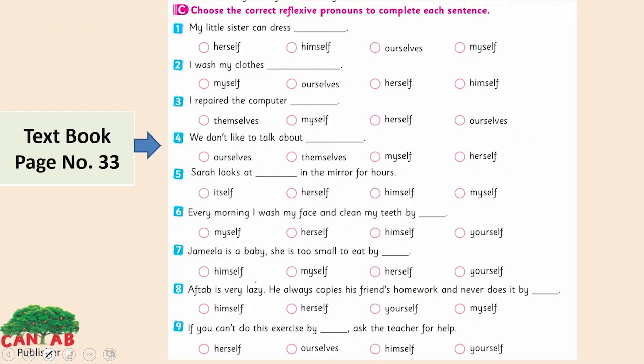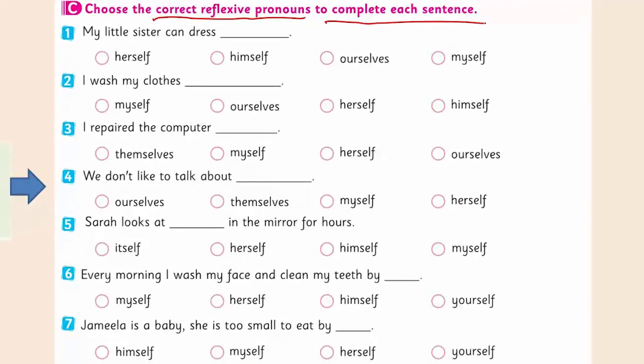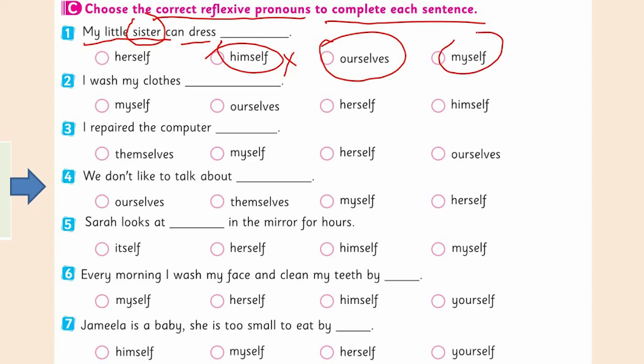Now look at the exercise on page number 33. Choose the correct reflexive pronoun to complete each sentence. My little sister can dress blank. Yes, sister is a what? A feminine noun here. So we have to choose a reflexive pronoun. Himself, no, it's used for a masculine noun. Herself, no. The sister is only one, little sister. Myself, no. The person is not talking about themselves. That person is talking about her sister. Yes, herself here. My little sister can dress herself.